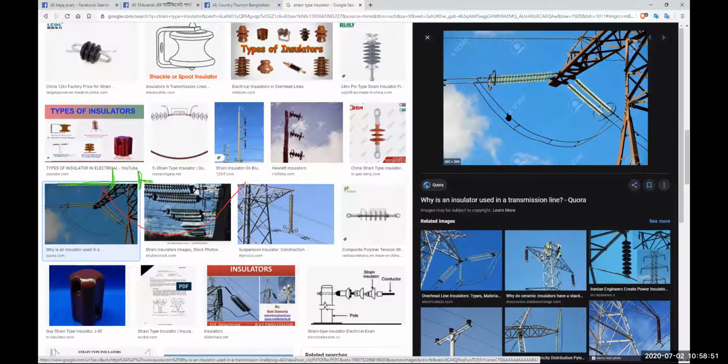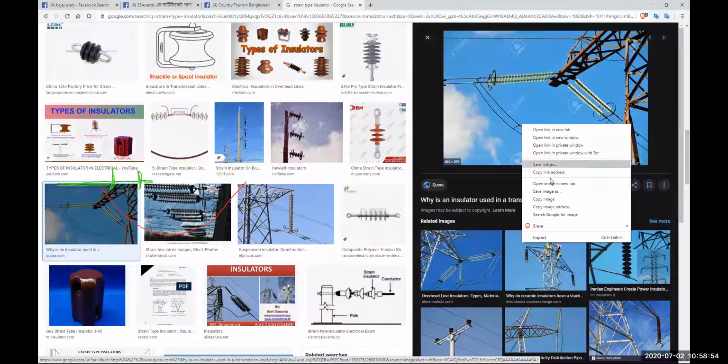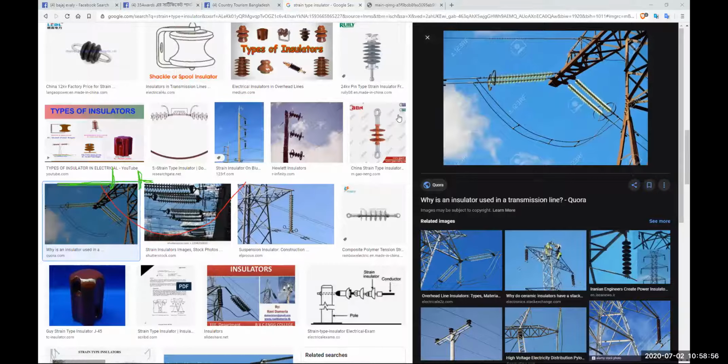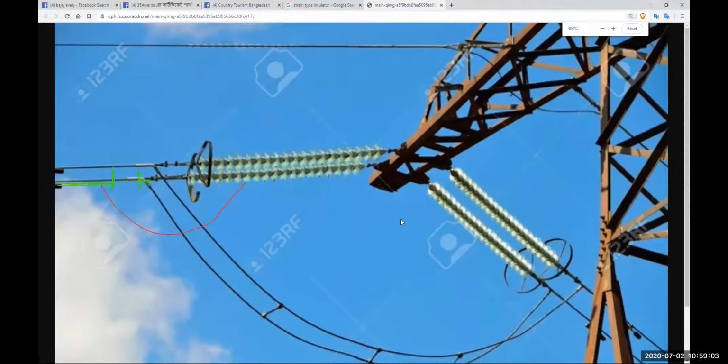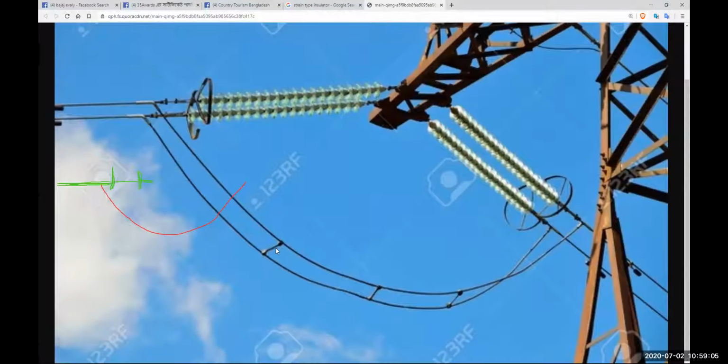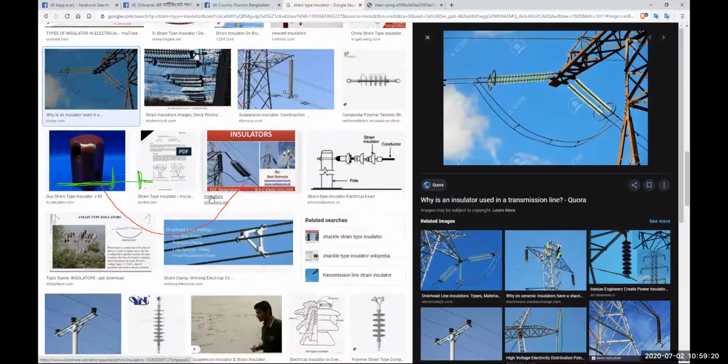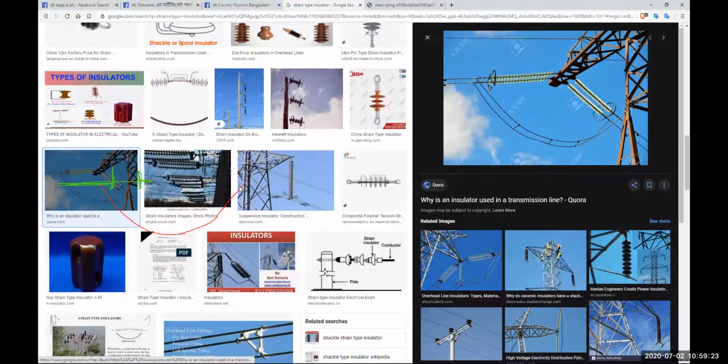Do you know why the conductors are separated like this? So that they do not touch each other when there is wind. So that's why they are separated. Okay, these are auxiliary cables. They are connecting the conductors. That's it.